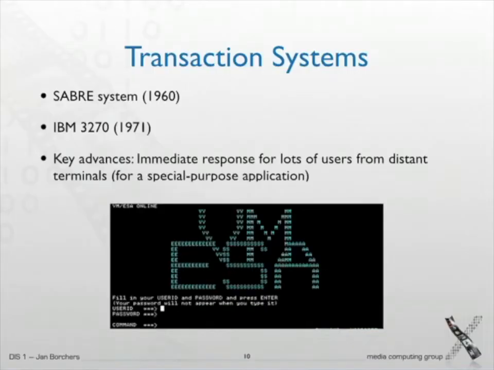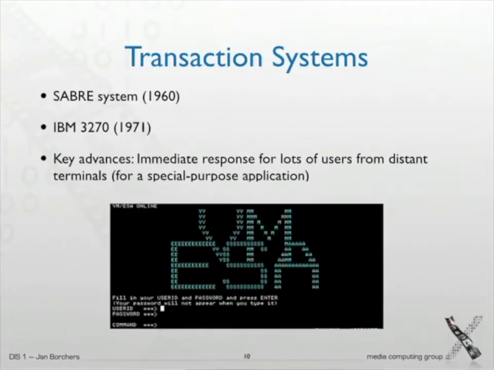So from there, we basically get to what you could call transaction systems. And in the 60s, early 70s, these moved to one big change, which was now you could actually interact with the system and immediately get some sort of response. So you would provide your input on distant terminals for a special purpose application at this point. Most of these innovations first happened in a specific area of application, and then they were created more generally for general purpose computing.